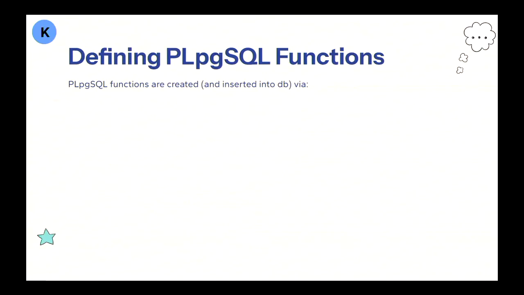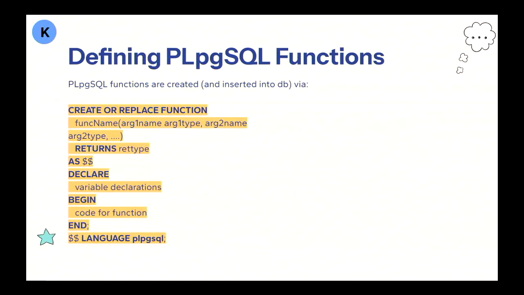And now let's come to the definition of a PL/PGSQL function. So the syntax here is like this. It's create, and you can omit the OR REPLACE keywords here. So create function followed by the function prototype. And it's pretty much the same as how we define SQL functions.